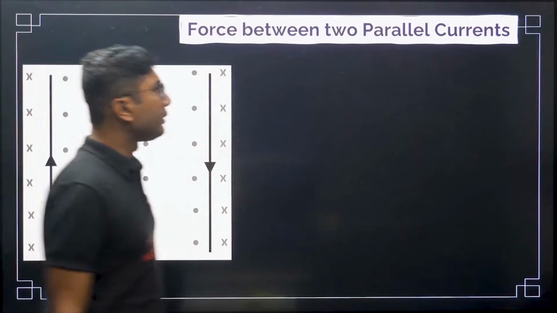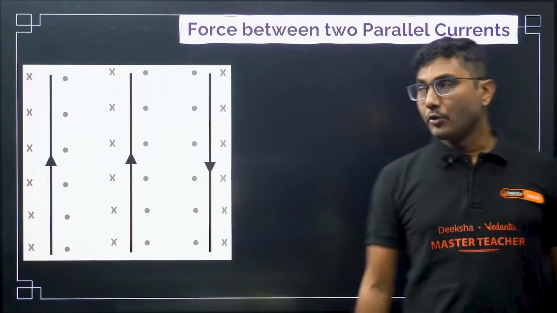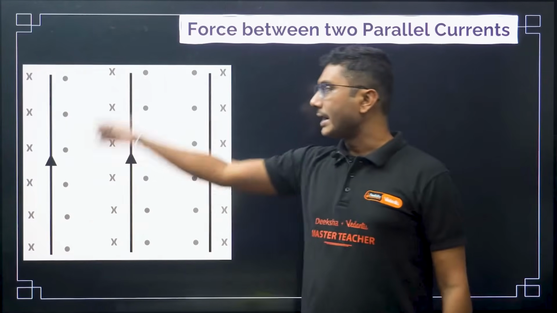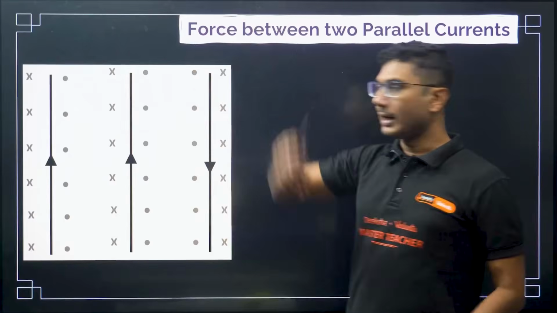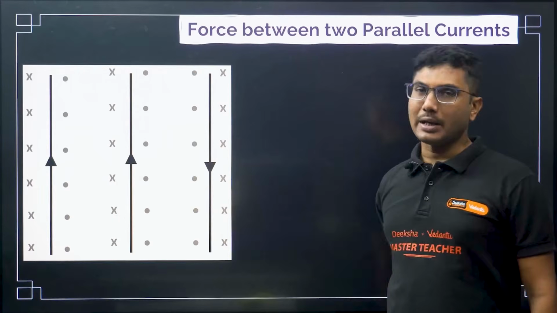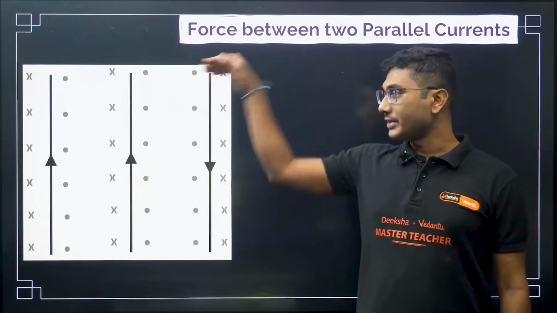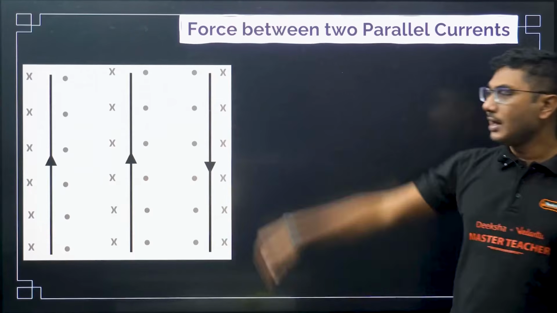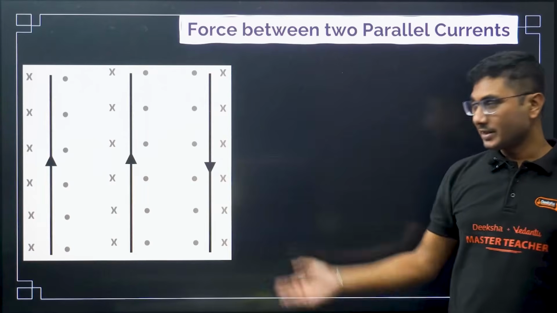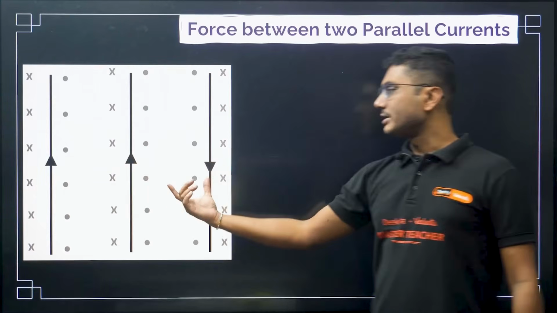Now, force between two parallel currents. We have two current carrying wires, parallel as well as anti-parallel. Parallel does not always mean only in the same direction. Even this can be considered parallel, but they are going in the opposite direction. So this is called parallel and this is called anti-parallel.